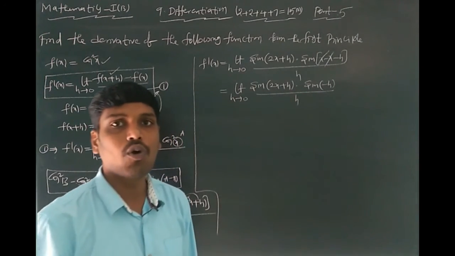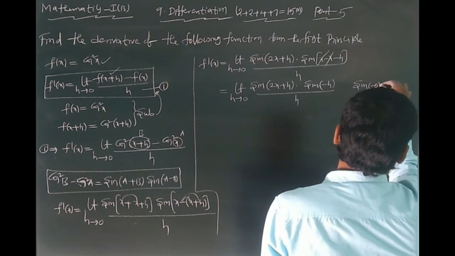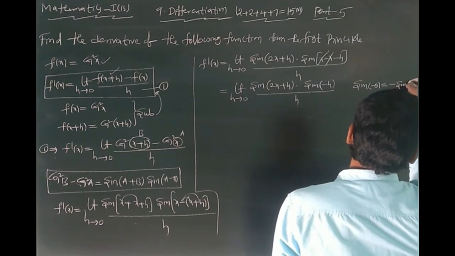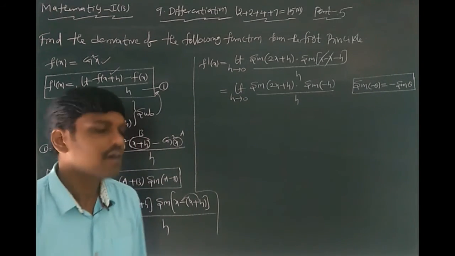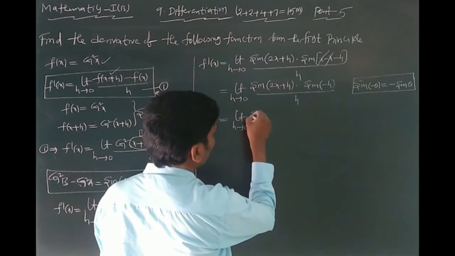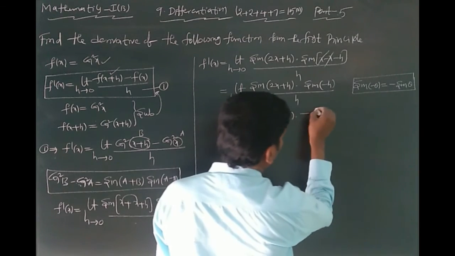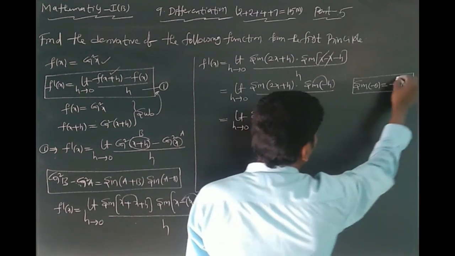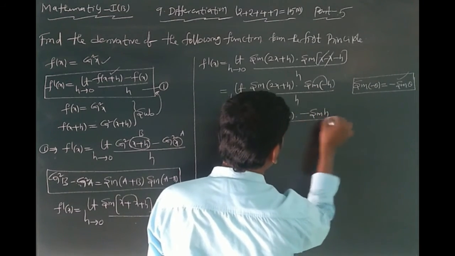Sin of minus h all by h. Here the sin of minus theta formula is there. What is the formula of sin of minus theta? Sin of minus theta is minus sin theta. You can write that formula. Limit h tends to 0, sin of 2x plus h into minus sin h. Sin of minus theta value is minus sin theta, theta value is h, all by h.